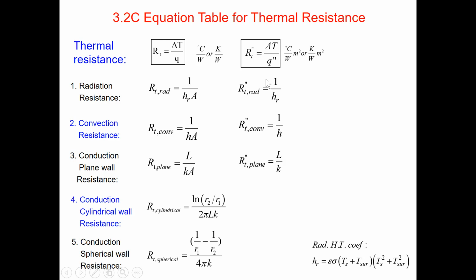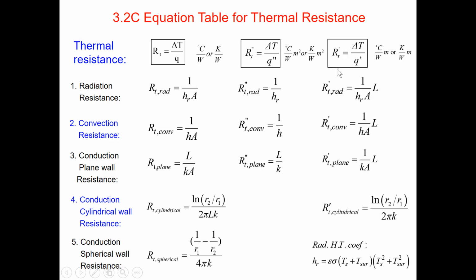Second, we can define RT double prime, which is a temperature difference delta T over heat flux Q double prime in this unit. It then yields the RT double prime thermal resistance for radiation, convection, and plane wall conduction.